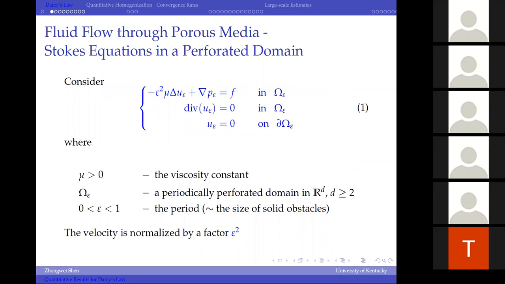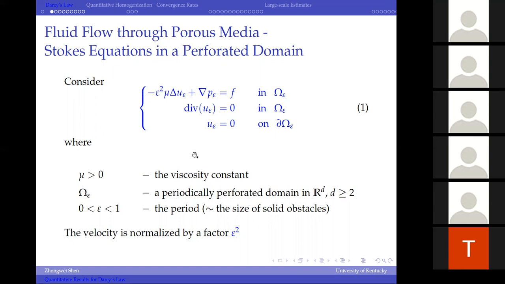So let me first describe the problem. We have a stationary linear Stokes equation in a domain omega epsilon. I'm going to describe how this domain omega epsilon is constructed. We have a right-hand side, a forcing term f. So this is the standard Stokes equation. Mu is the viscosity constant. The constant mu is irrelevant here, so you can assume mu to be 1.